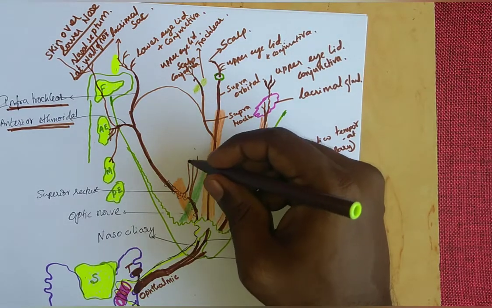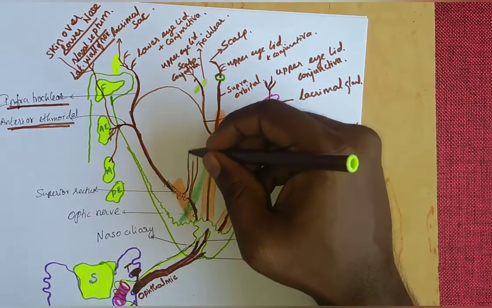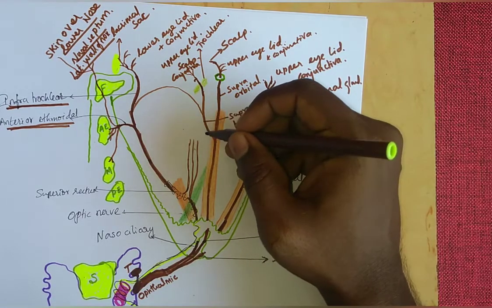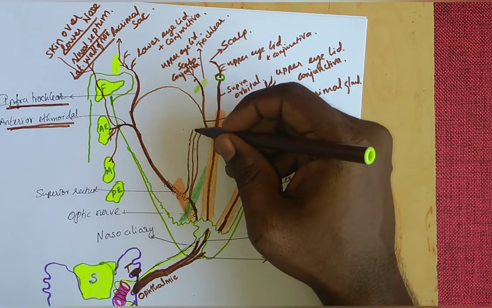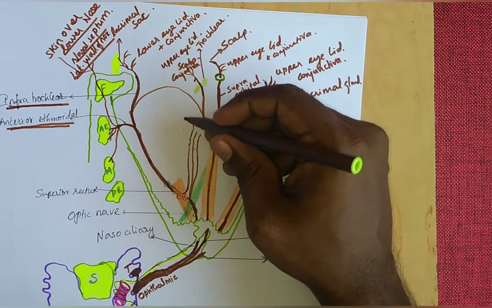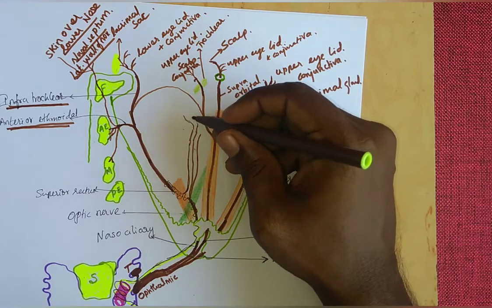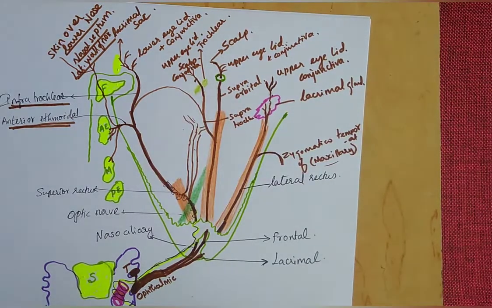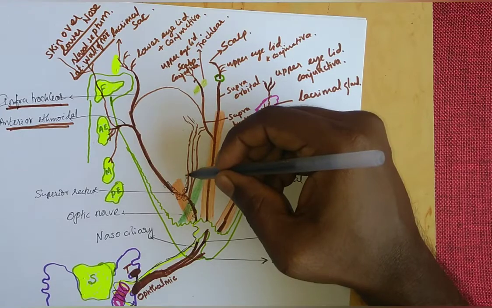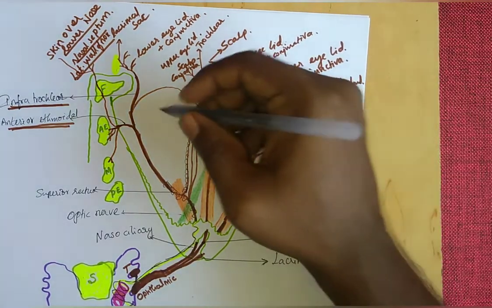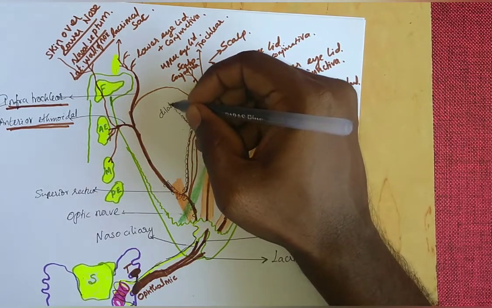There may be two or three long ciliary nerves, and these long ciliary nerves will pierce the sclera of the eyeball around the optic nerve, and travel between the sclera and the choroid to supply the dilator pupillae. So only the sympathetics going through this supply the dilator pupillae.